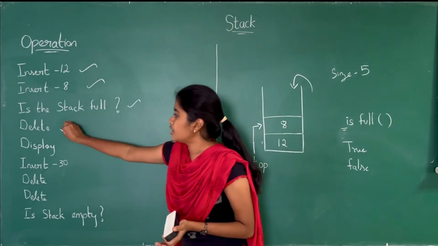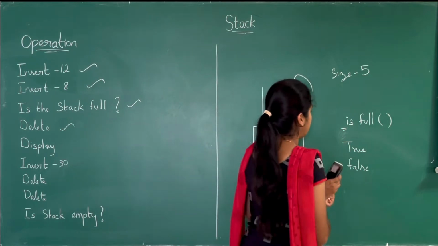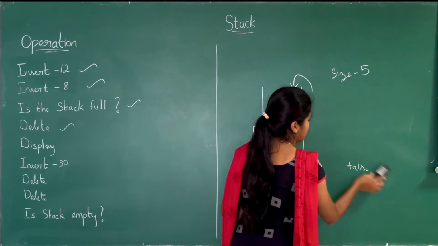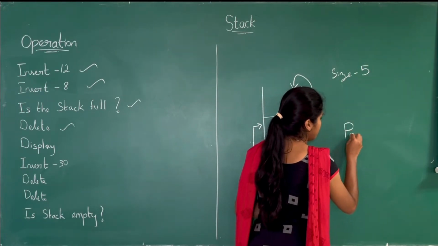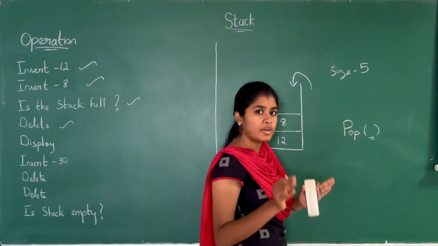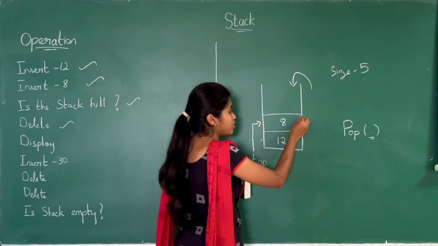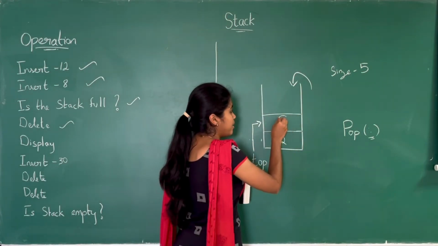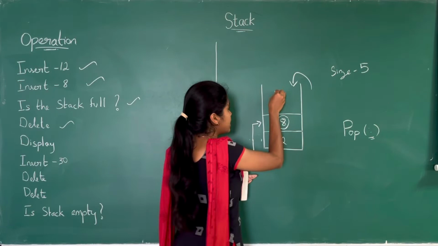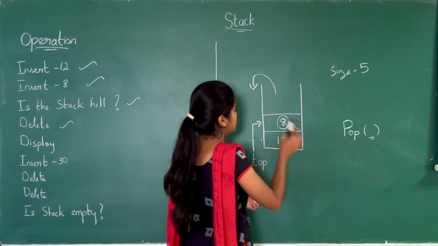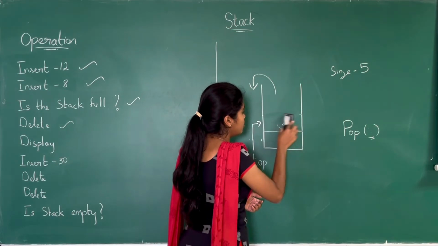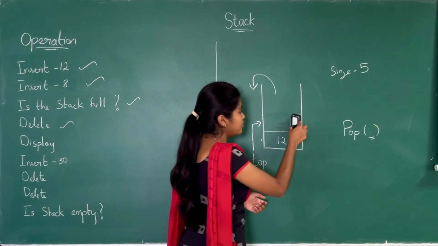Next is delete. Delete operation is done using pop function. Normally pops out the element which is on the top of the stack. Here the element 8 is on top of the stack, so this element will be popped out. So now the element 8 will be deleted from stack.